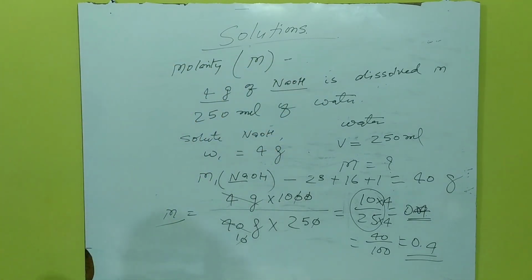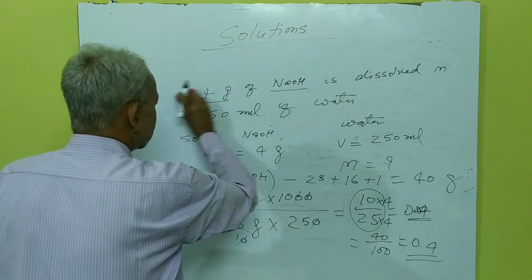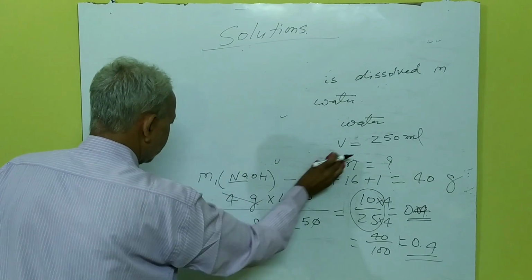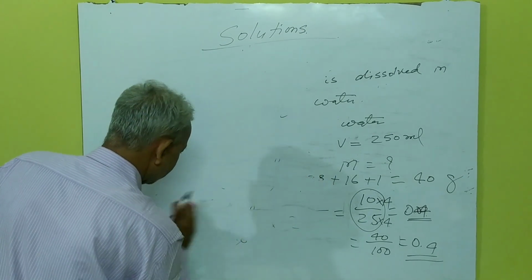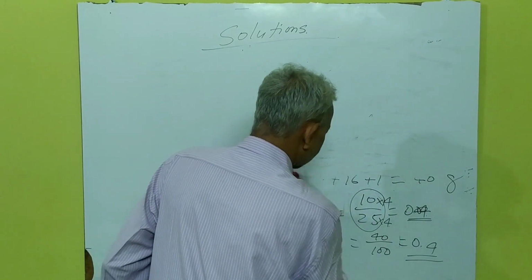So this is the simple one. You have to solve different numericals related to this molarity, right? The next term is your molality. I am writing the next one, molality. What is the case of molality?